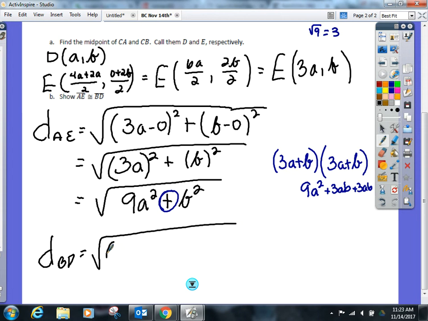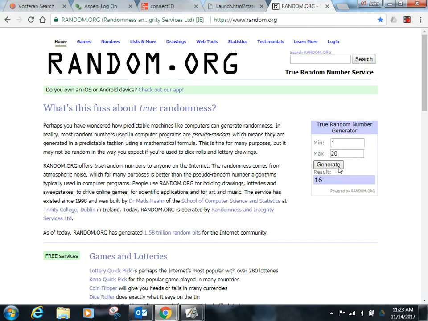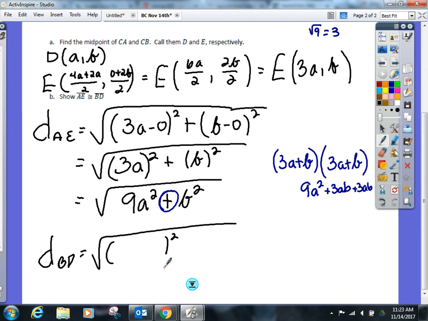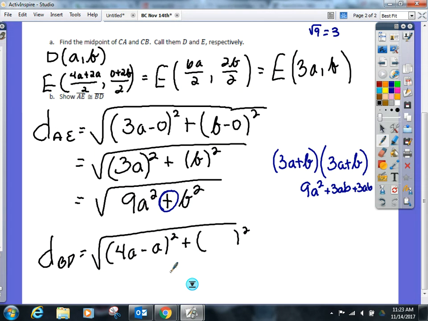B and D, here we go, x coordinates. X coordinates of B and D, here we go, 4A. Everyone agree? 4A minus A all squared. And some of you are already starting to see what's going to happen, which is what we need. And how about the y coordinates? Y coordinates of B and D, 0 minus B all squared.